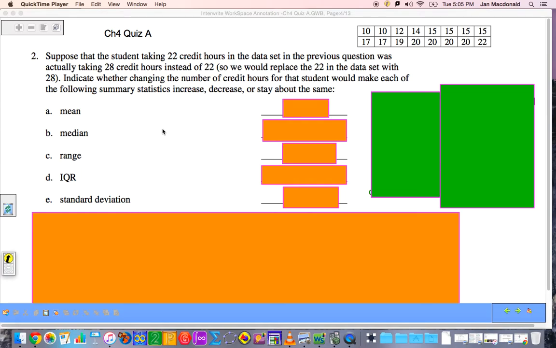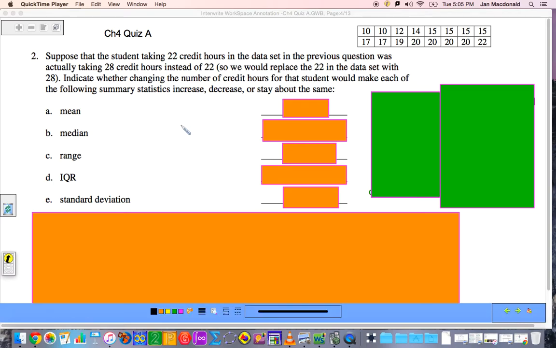Okay, welcome back. We're in Chapter 4, Quiz A, question number 2. Let's take a look at the prompt. Suppose that the student taking 22 credit hours in the data set in the previous question was actually taking 28 credit hours instead of 22. So we would replace the 22 in the data set with 28.